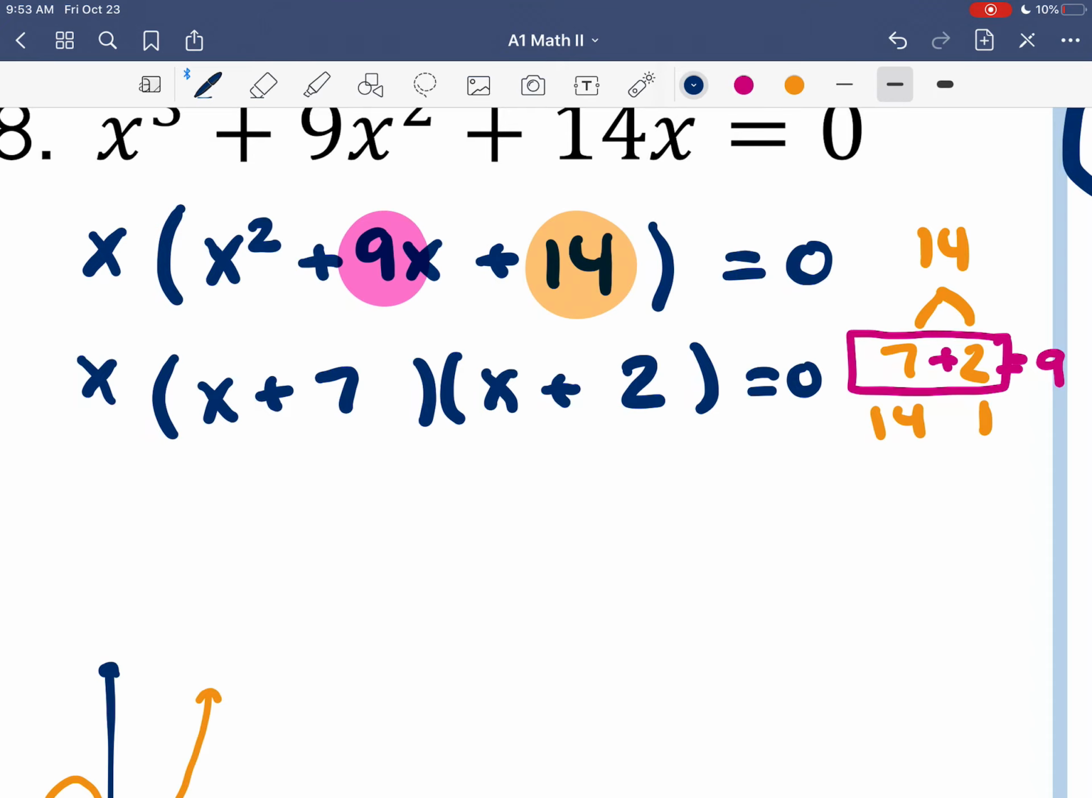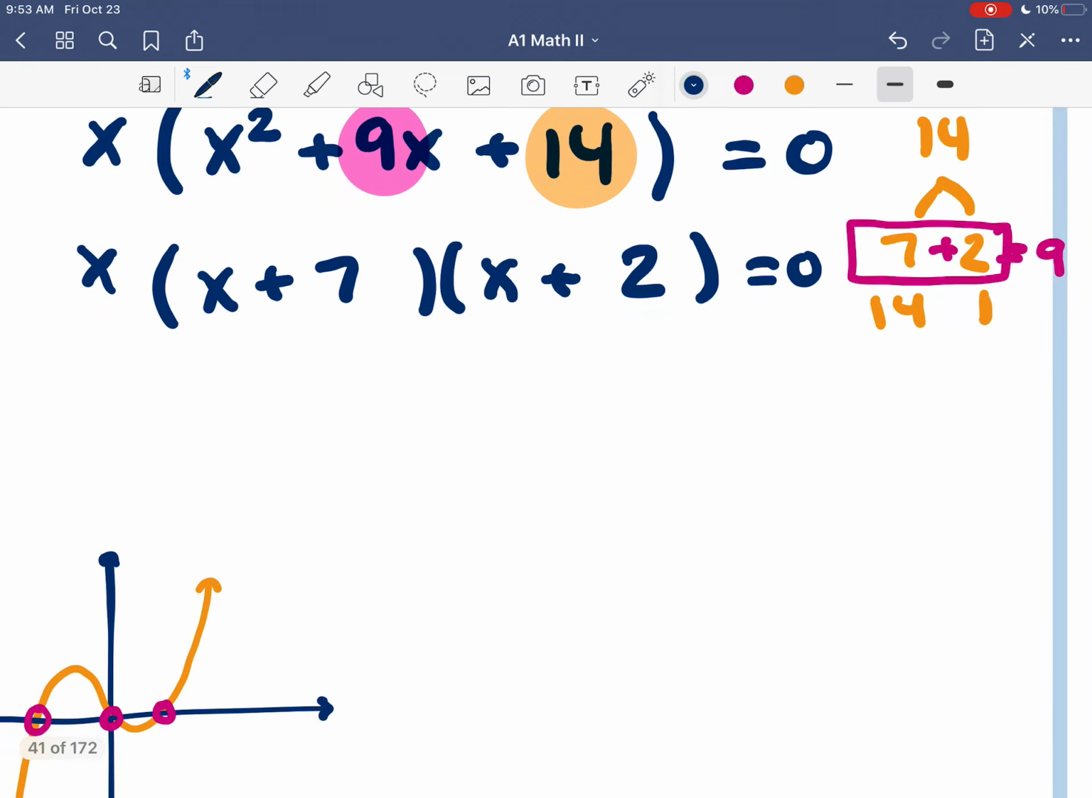So now, notice something crazy here, that we have 3 things multiplied to make 0. We have an x, an x plus 7, and an x plus 2. The cool thing about the zero product property is it extends to however many things you multiply together and it equals 0. You can still use it. Even if there are 3 things, those 3 things follow the same rule. We end up setting all 3 things equal to 0. And that's how we get our solution.